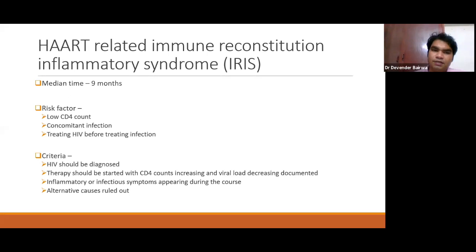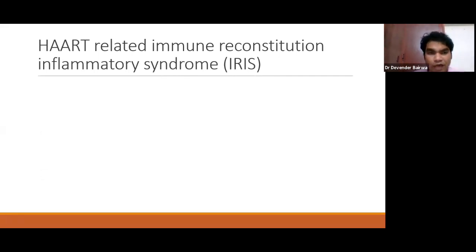So there are criteria for IRIS, on how you diagnose it. For diagnosis, you need to have HIV diagnosis in the background. Therapy should have been started, with CD4 count increasing and viral load decreasing. That means therapy is working, and inflammatory or infectious symptoms appear during the course, and alternate causes are ruled out. If all these four features are there, then mostly we take the case as IRIS.